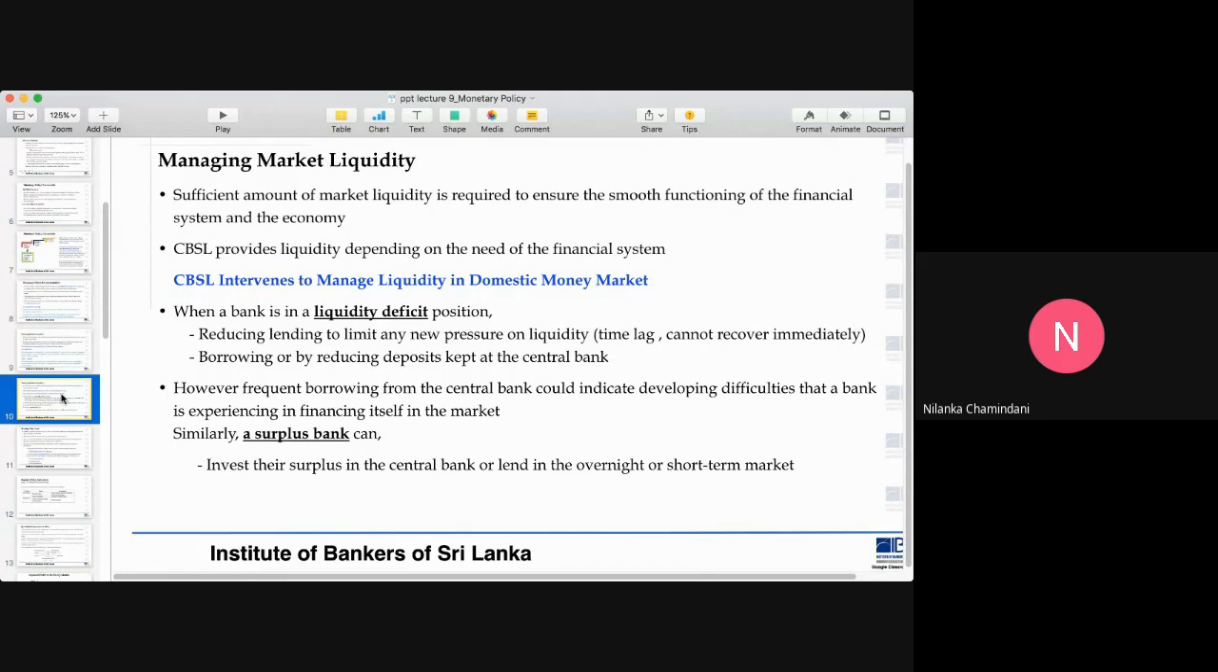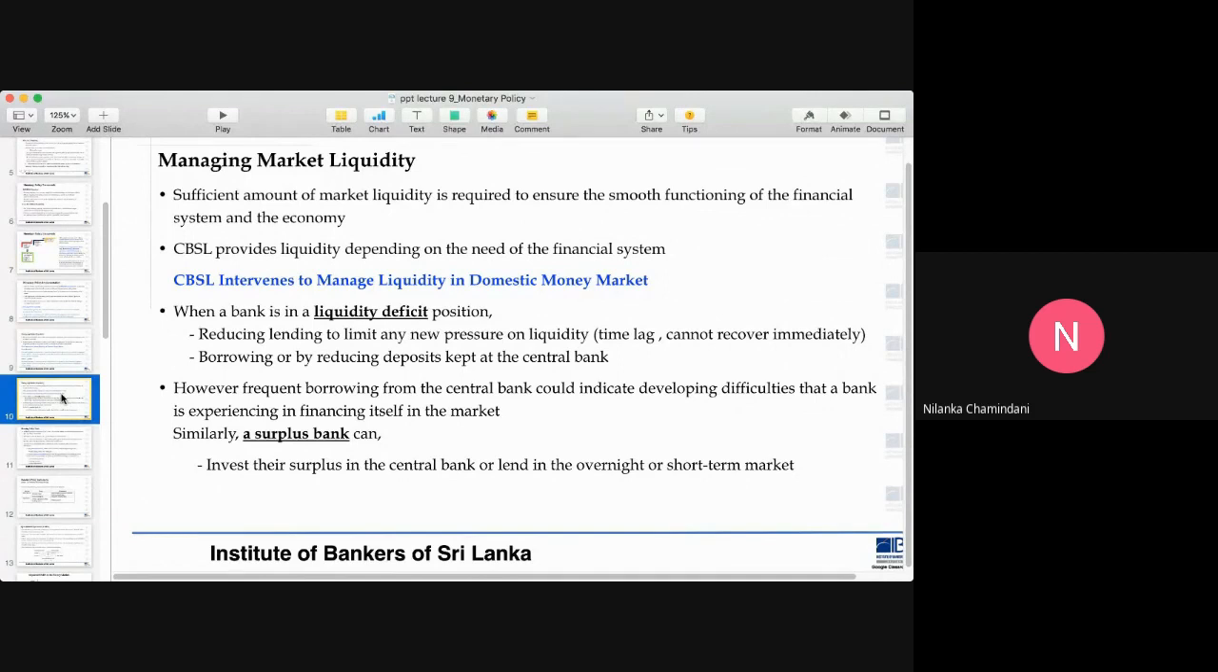We discussed the standing lending facility rate as well, so banks can do that too. But if a bank frequently borrows from the central bank, it is not a good indicator. It means the central bank sees that the bank is facing some difficulties in financing its needs in the market, and is not in a position to maintain its asset base compared to the level of liabilities.